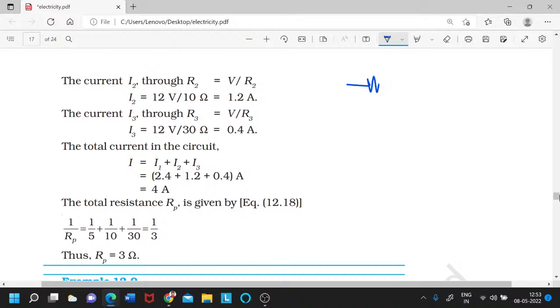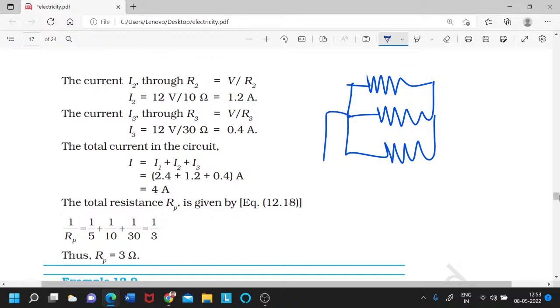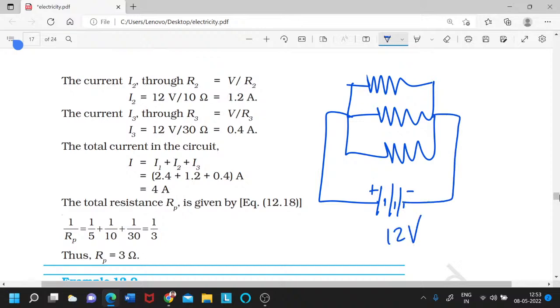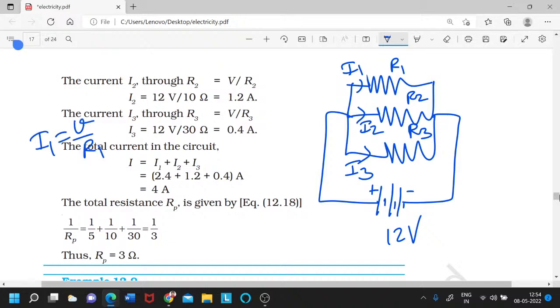Current on each resistance. In parallel, voltage is constant. So you can write it like this: I applied 12 volt. So I1, I2, I3, voltage constant, with R1, R2, R3. Now one by one we'll find. First I1 is equal to V by R1, I2 is equal to V by R2, I3 is equal to V by R3. What is V? 12. What is R1? 5. 12 by 10, again 12 by 30.